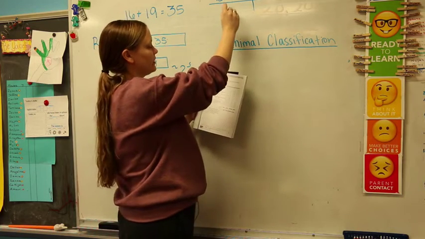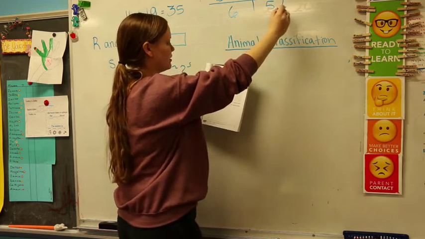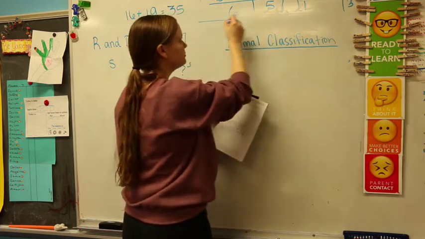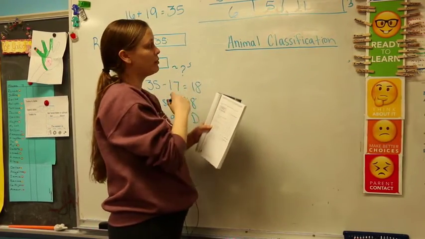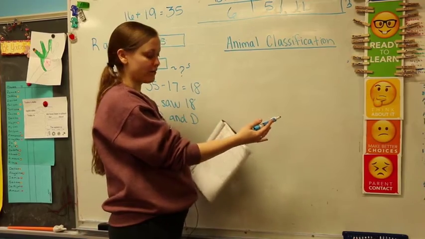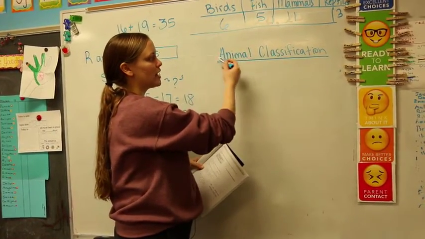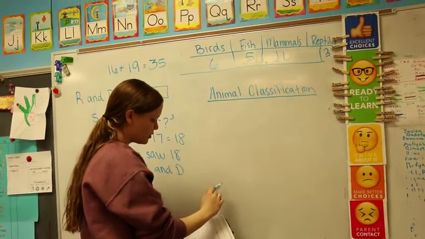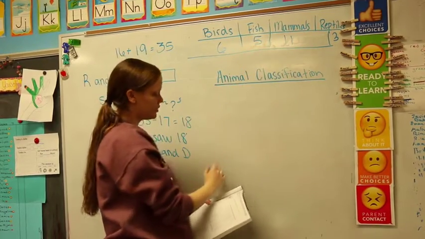How many birds does it have listed in that table? 6. 5 fish, 11 mammals, and 3 reptiles. It gives you this information. Then what it wants you to do is go put it over into a picture graph. So I'm going to show you how we build a picture graph. This is the title, animal classification, okay? And you need to go down here and put your labels, and they need to be in the same order as your table up here so it makes sense.